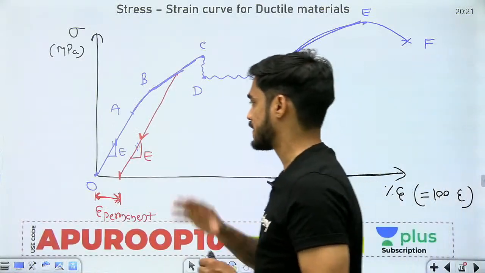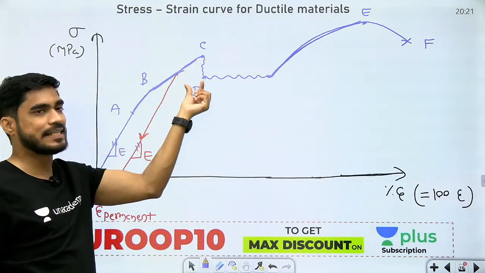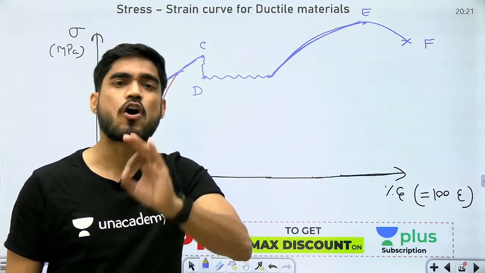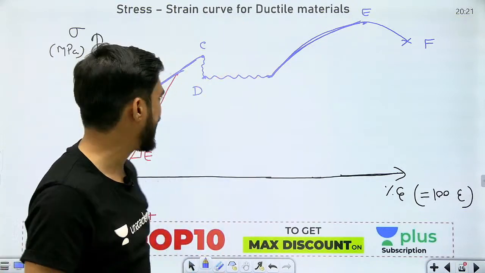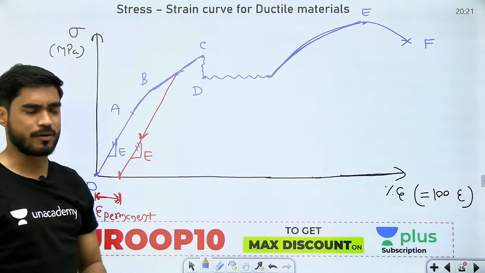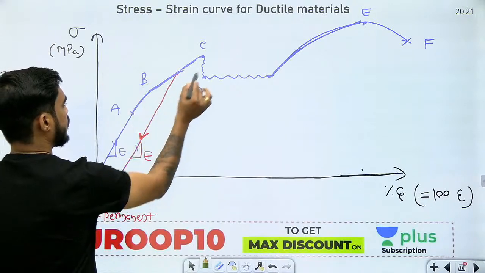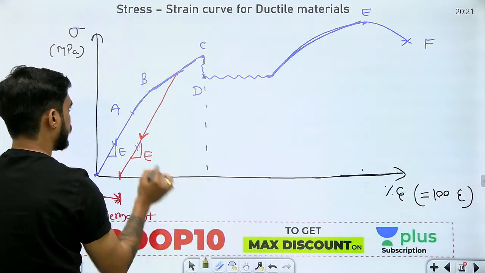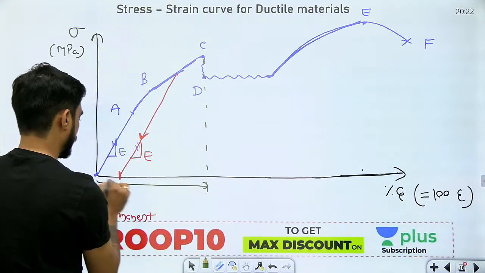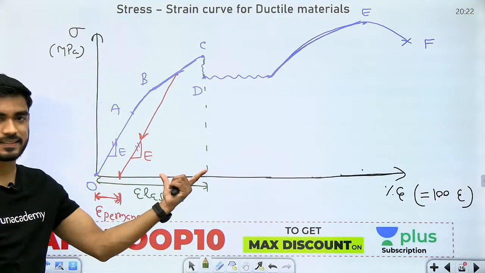Now beta, understand this. This point A, B, C, D. These are very close to each other. So I can almost assume them as a single point. I can almost assume that up to this point, there is elastic deformation. So beta, can I say that from here to here, this is the elastic region? Can I say this is the elastic region?